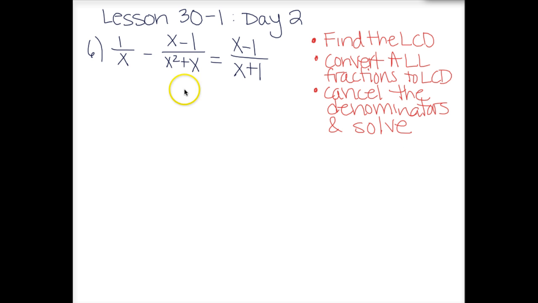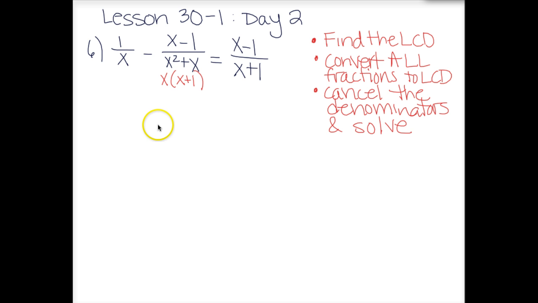So going through this, in order to find the LCD, first we have to make sure that every denominator we have is factored as far as it can go. X doesn't factor any further. X squared plus x does factor. It has a GCF of x, so that's x times x plus 1. X plus 1 does not factor any further. So step 1, find the LCD.